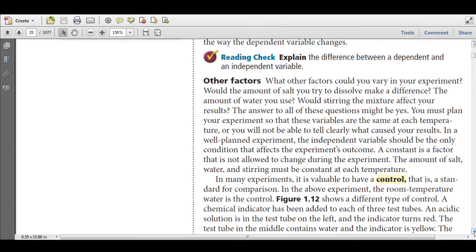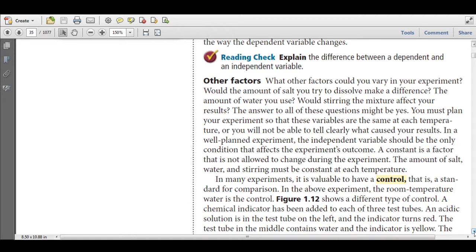Other factors you might want to consider in your experiment, especially with the one with the salt dissolving in different temperatures, are the amount of salt you try to dissolve. What is the amount of water that you're using? Would stirring the mixture affect your results? The answer to all these questions might be yes. You must plan your experiment so that these variables are the same at each temperature, or you will not be able to tell clearly what caused your results.